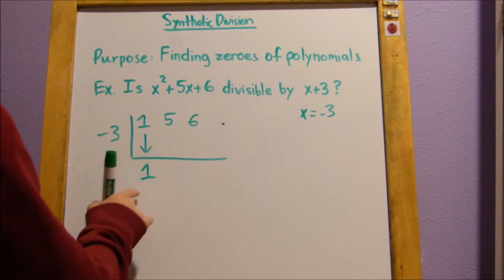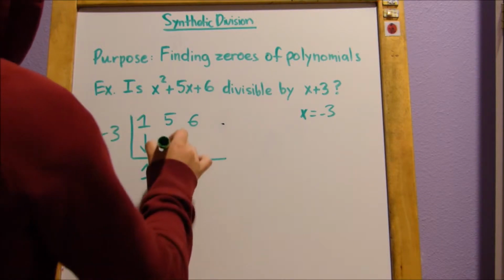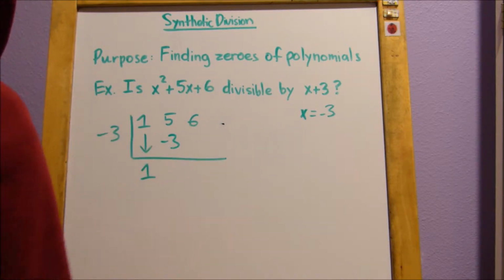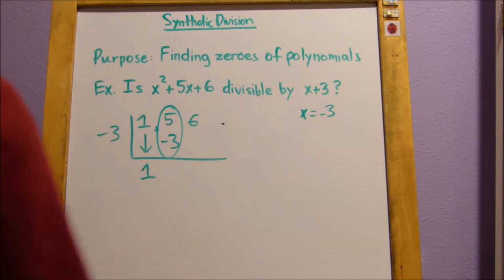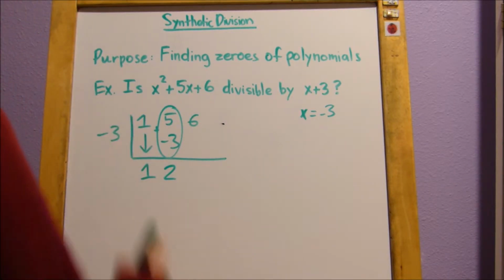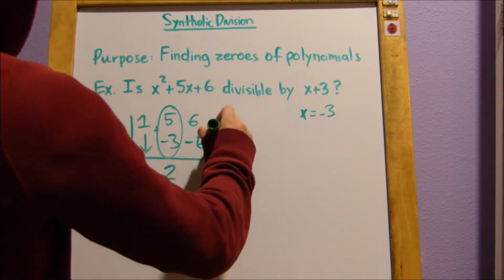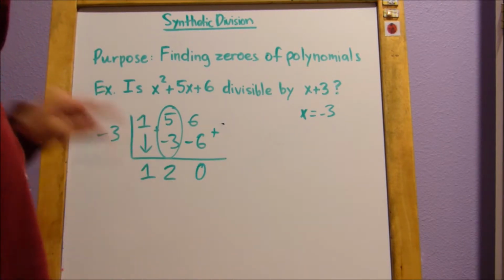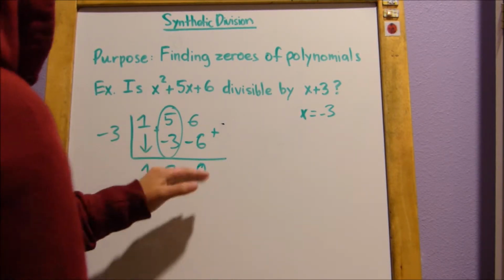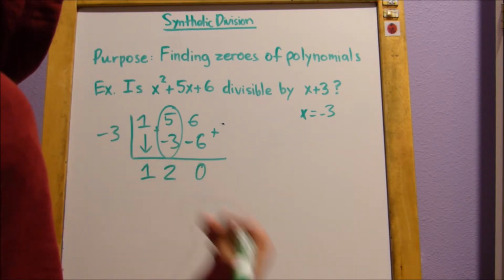Then what we do is we take this number and we multiply it by negative 3. So 1 times negative 3 is negative 3. Now what we do is we add these two numbers. So 5 plus negative 3 is 2. 2 times negative 3 is negative 6. Negative 6 plus 6 is 0. So, if you get a 0 as your final number, you know that it is divisible by x plus 3.